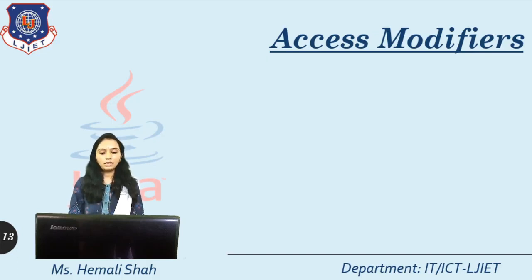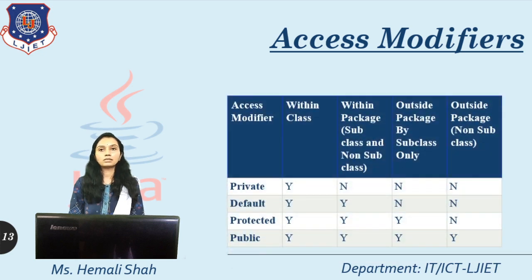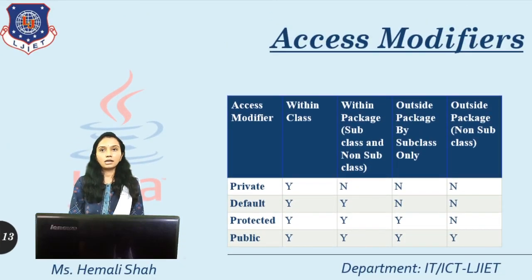First, this was the table. Private is only accessible within the class. Default is only accessible within the package. Protected is accessible within the class as well as child classes of a different package, and public is accessible from everywhere. So this table we have already done by using the examples. So hope you people get the concept of private, default, protected and public.